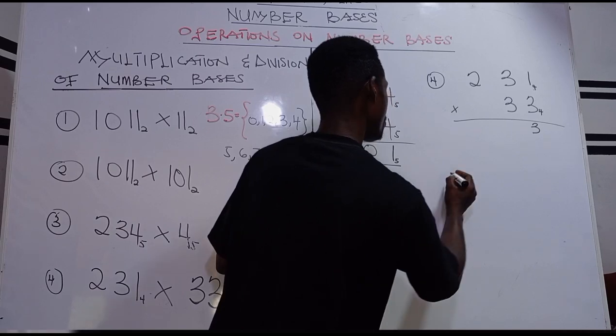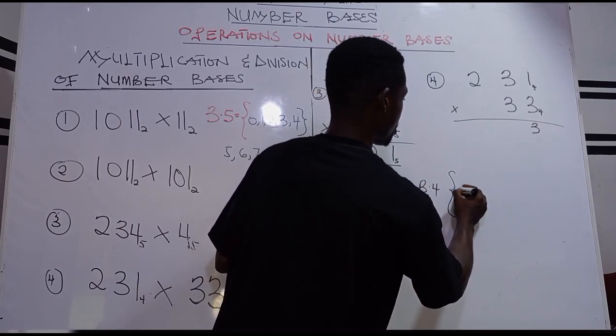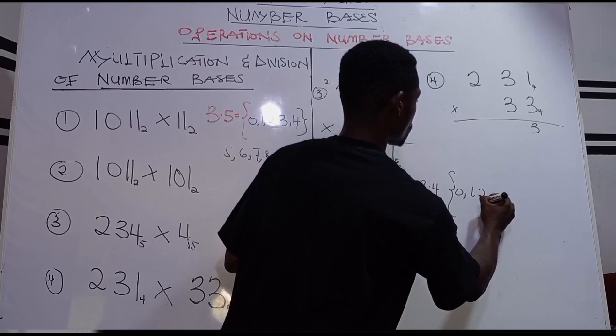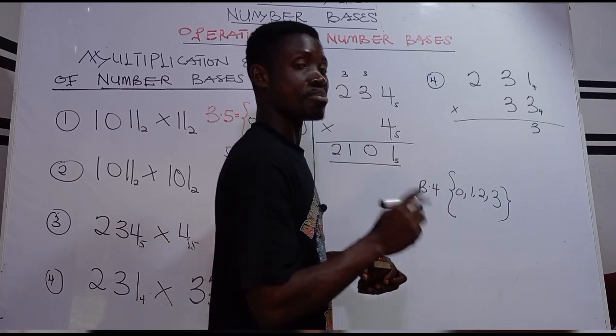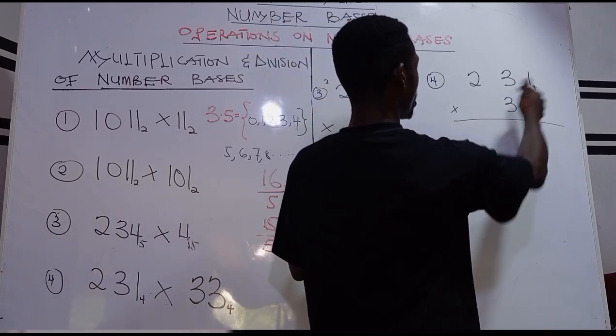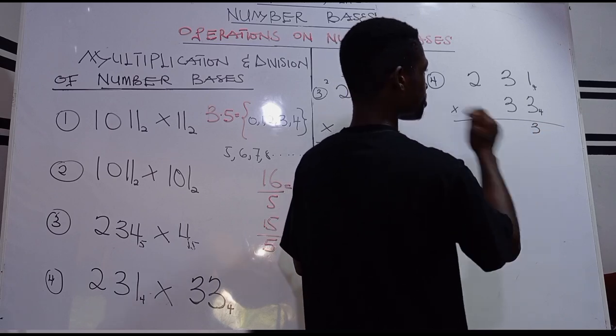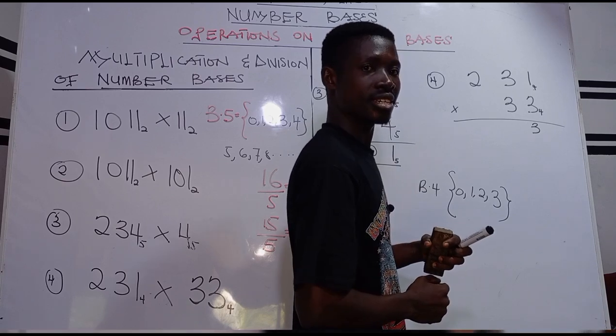So in a base 4 numeral, we have 0, 1, 2, and then 3. These are the numbers that we can have in a base 4 numeral. Good. So we have 3 times 1 is 3. 3 is here. Good. 3 times 3 is 9. We can't have 9 in a base 4 numeral.